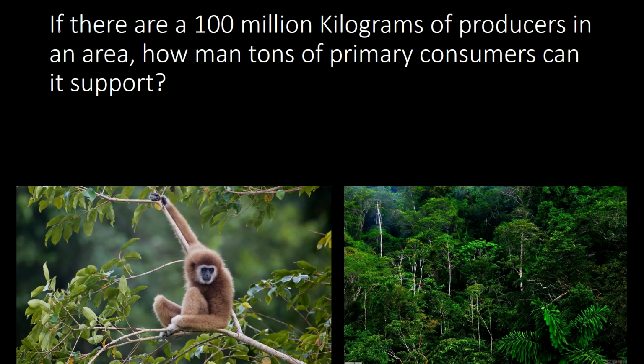Here's a problem for you to practice. If there are 100 million kilograms of producers in an area, how many tons of primary consumers can it support? Go ahead and think about that for just a little bit. Remember the rule of 10%. Try and work that math out.